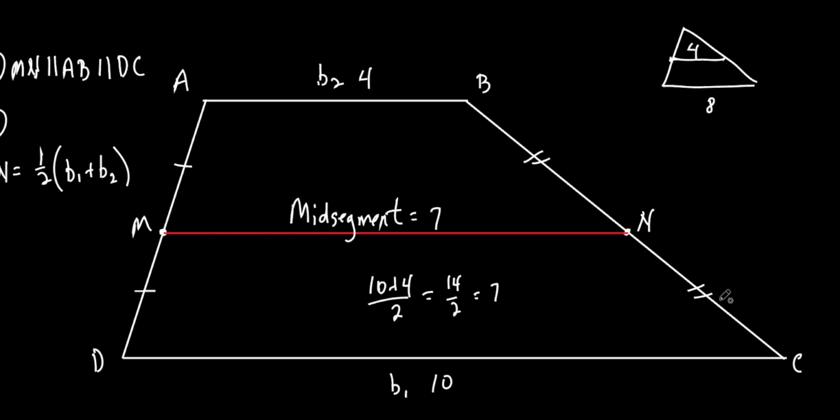Now watch this. Since it's the average, it's the same distance to here. How far is it from the mid-segment up to here? It's 3. How far is it from here to here? It's 3. Do you see it? So it's right in the middle. Make sense? Yeah, the numbers all work out. Everything's good.